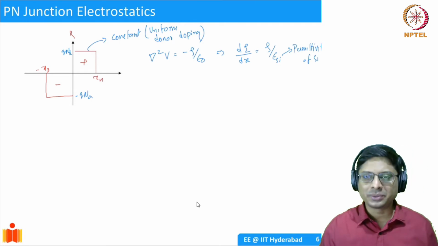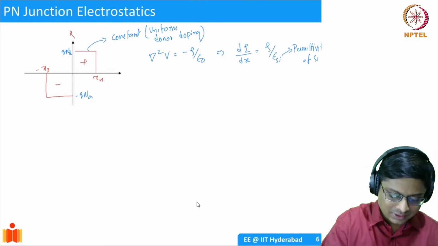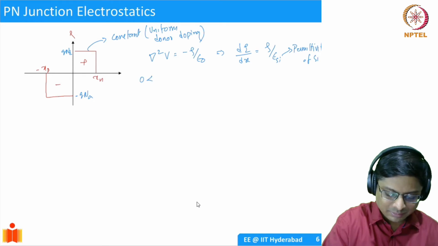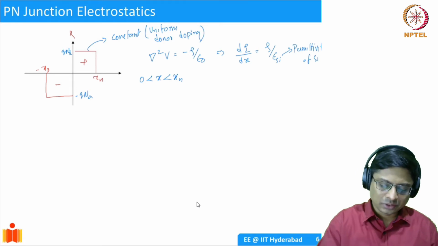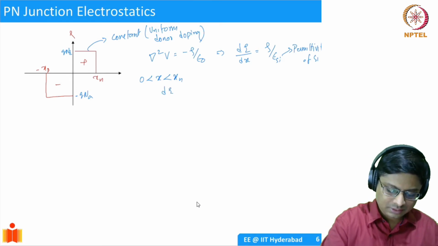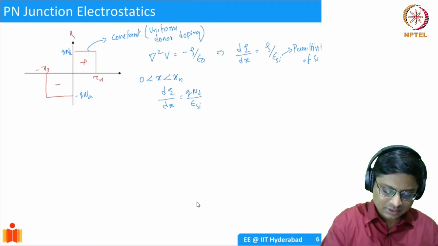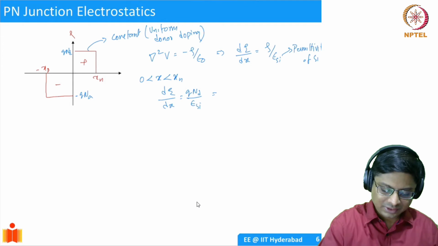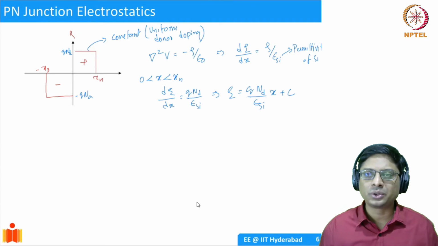We have to do it in two regions because we have uniform doping in x greater than 0 and x less than 0. So let's take the case where x is between 0 and xn. Since dE by dx is rho by epsilon, dE by dx is equal to Q ND by epsilon silicon. This is the equation. So this implies that the electric field is Q ND by epsilon silicon times x plus a constant. That makes sense, we have a constant doping, so it's going to be linear.